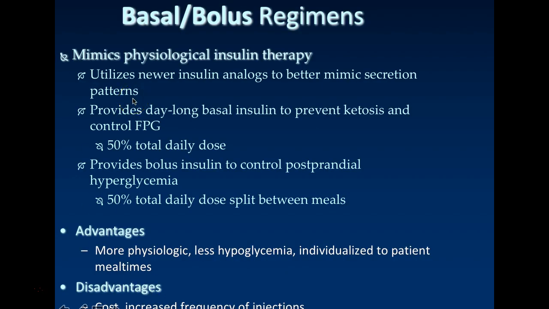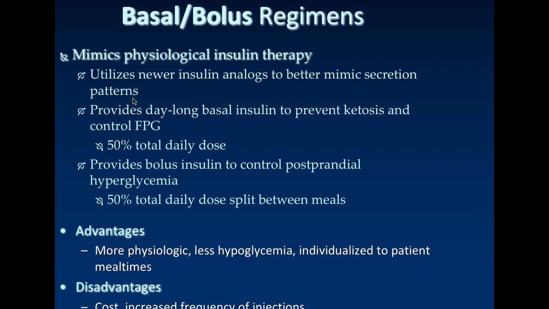So basal bolus regimens are going to mimic your physiological insulin therapy. They're going to utilize your newer insulin analogs rather than NPH and short-acting, but rather use glargine and detemir for your basal insulin coverage, and then your rapid-acting analogs, glulisine, lispro, and aspart, to better mimic that secretion. When designing a regimen, you're going to give 50% of that dose as your basal regimen, and then 50% of it split between meals as bolus coverage.